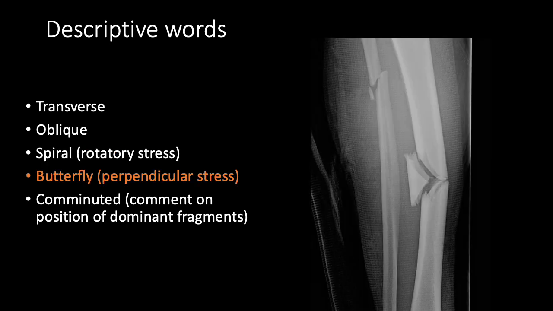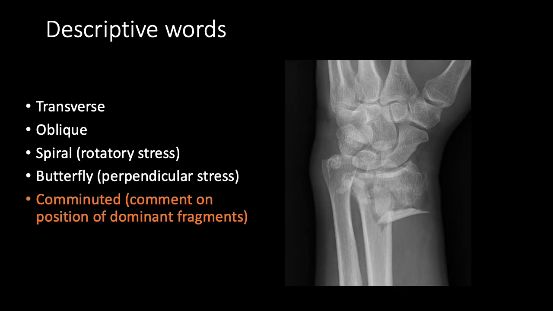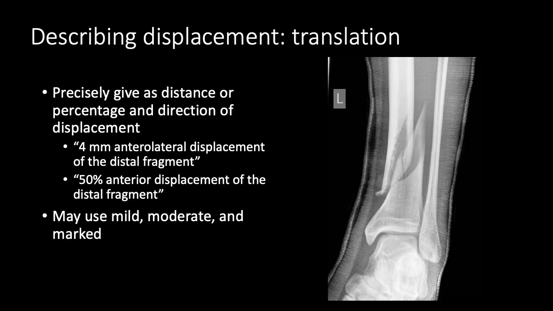A butterfly fracture is caused secondary to perpendicular stress on a bone, and it results from two oblique fracture lines meeting to create a large triangular or wedge-shaped fragment, which looks like a butterfly, located between the proximal and distal fracture fragments. A comminuted fracture refers to a bone that is broken in at least two or more pieces, and in this case it's important to comment on the position of the dominant fragments.